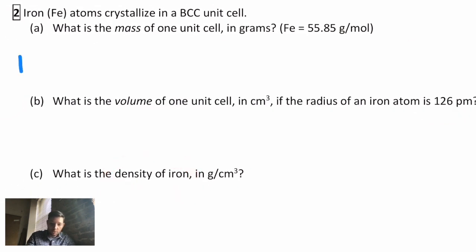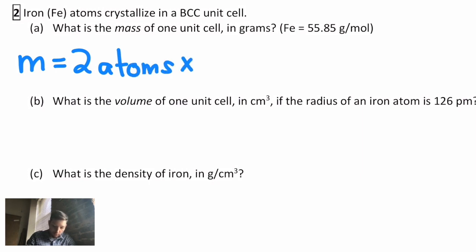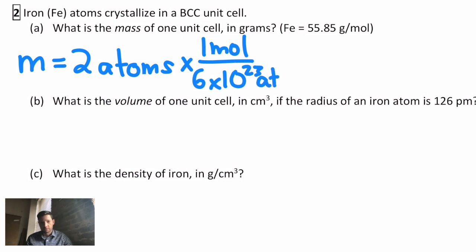First of all, we're looking at the atomic scale. So if I want the mass of the atoms, well, we just said that in a body-centered cubic unit cell, there's 2 atoms in the cell. And remember Avogadro's number. There's a mole of atoms per 6 times 10 to the 23 atoms. So now we're in moles of a substance, and now we can turn that into mass.